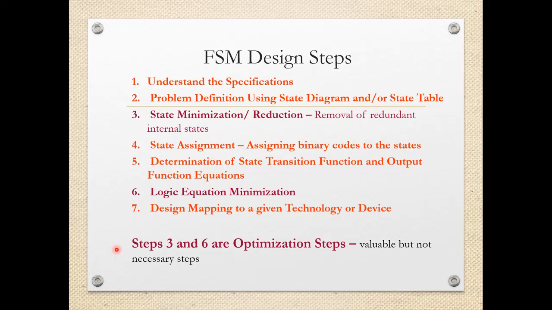The next step is determination of the state transition function and the output function equation. In the state diagram, as we have to move from one state to the next state, there should be some memory element which will have the information of the previous state, and in which next state we have to enter, that information will be available. So for that we have to prepare one table, that is called the state transition table. That is the next step.